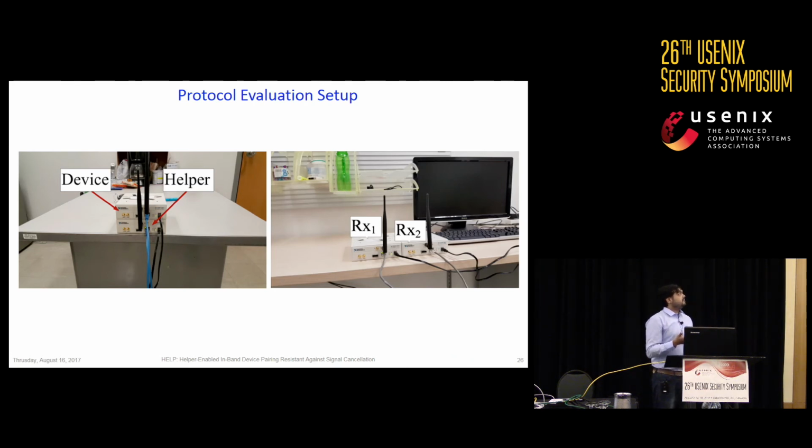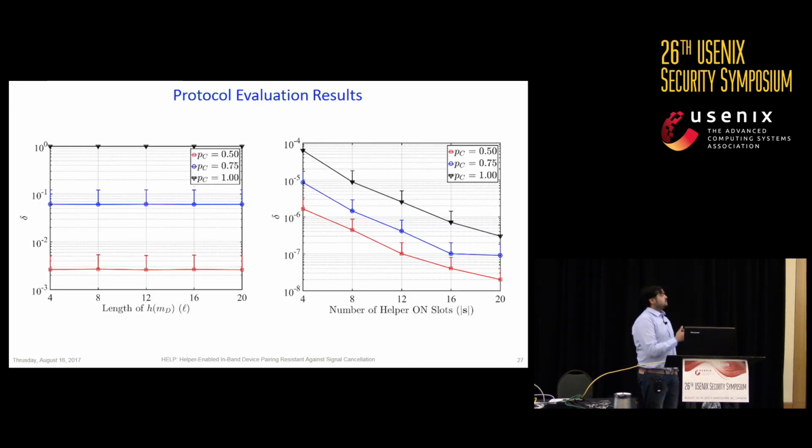To implement signal cancellation, we put two receivers such that receiver 1 and receiver 2 receive the same signal but shifted by pi. Then we added these signals in MATLAB to implement signal cancellation. The graph on the left shows the results of Diffie-Hellman without using help, and on the right are the results when we use help with Diffie-Hellman.